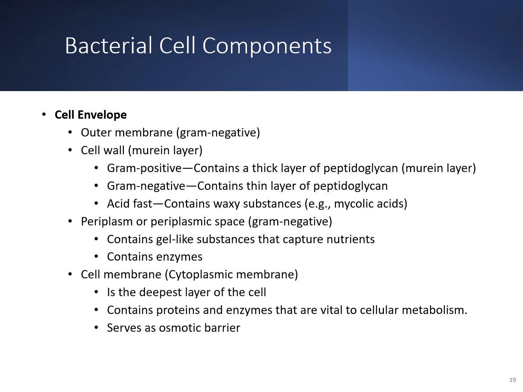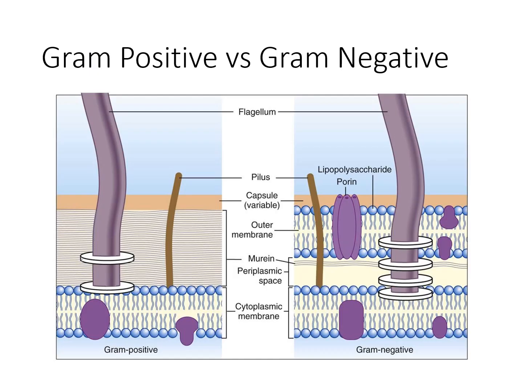And then you have the cell membrane, or the cytoplasmic membrane. This is the deeper layer of the cell, and it contains proteins and enzymes that are vital to cell metabolism, and it also serves as an osmotic barrier. Here you have an image of gram-positive versus gram-negative. You can see the peptidoglycan layer for your gram-positive, whereas your gram-negative has a very thin layer, but then you also have that outer cell wall.